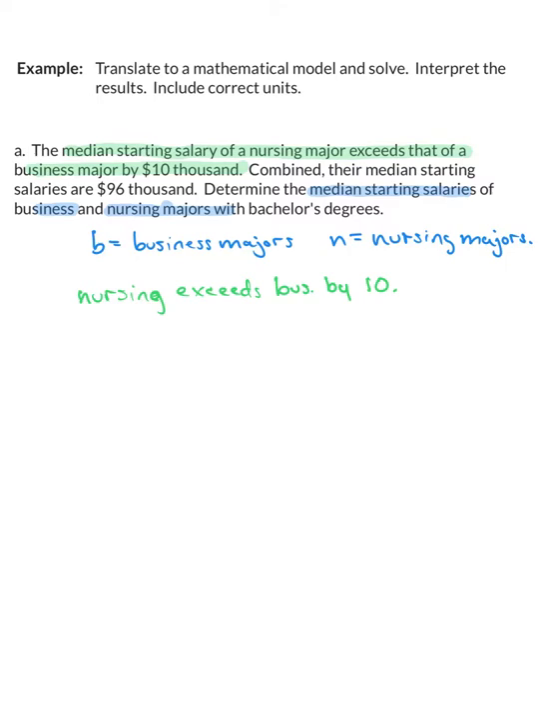So exceeds, what do you think that word means? Exceeds tells me I want to add. I want to make it bigger. So now the question is, do I want n equals b plus 10, or do I want b equals n plus 10? Well, for this one, I'm going to go with n equals b plus 10. Who makes more, nursing or business majors? Nursing makes more. What we want to do is take the amount that the business majors make and add 10,000 onto it to figure out the nursing.